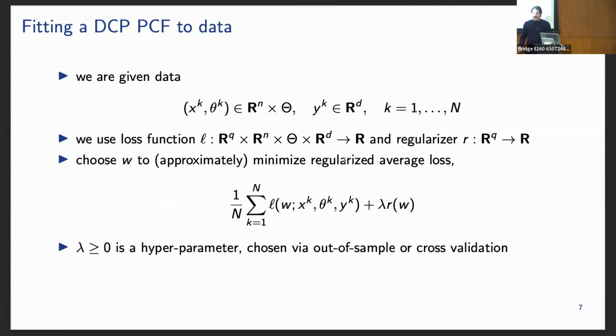And then we take data and fit that PCF to that data. As in every machine learning setting, we have a data set with pairs of inputs and outputs. The input consists of variable and parameter, and we define the boundary in the input vector. We take a generic loss function and regularizer, and we minimize an average loss over the data plus a weighted regularizer. The package gives a couple of different options for these functions.